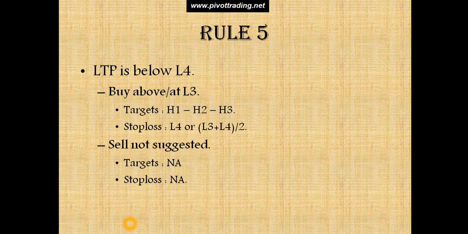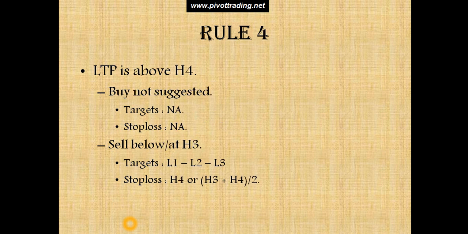Rule 4 and rule 5. Now this has some specialty. Rule 4 says if the LTP is above H4, that is, if the price is trading above H4, in that particular case, we suggest not to enter into a long because it is already at a very high level. So in that case, we say avoid buying. But at the same time, if the price starts falling and comes below H3, then we say sell at H3 for the targets of L1, L2, and L3. And stop loss can be H4 or a price somewhere between H3 and H4.